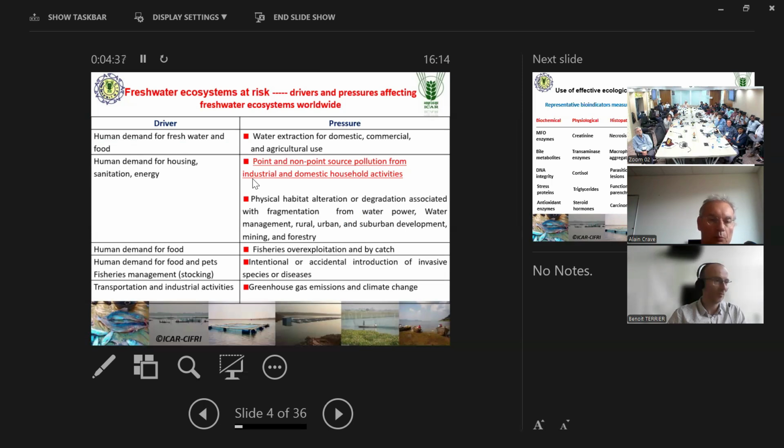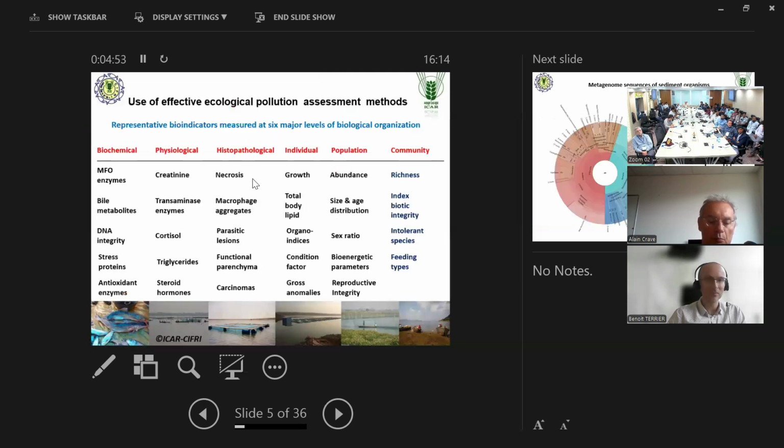If you look at particularly the point source or non-point source of pollution from the industry and the domestic sector, it is only for housing or sanitation or for energy. We have to see what the drivers and the pressures linked to this are. Now, to these pressures, this is what they say is the genesis. So what are the different techniques we use for the ecological pollution assessments?